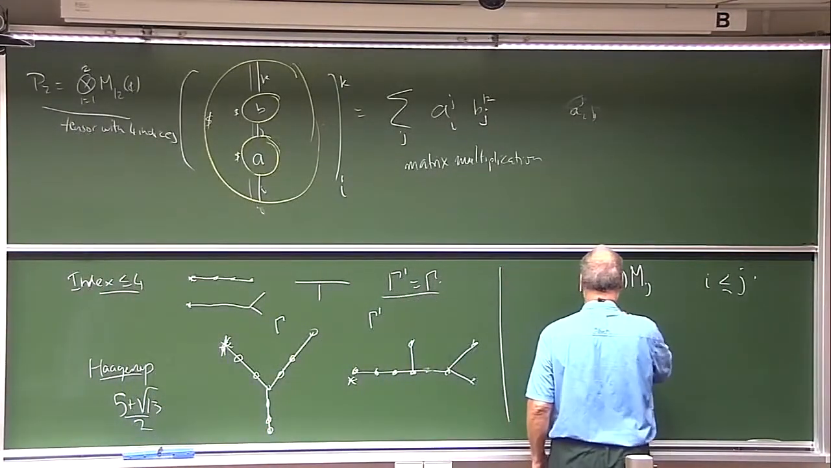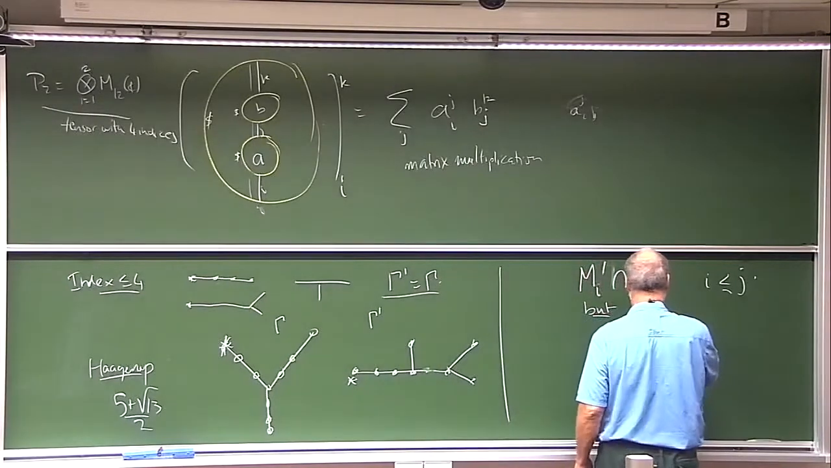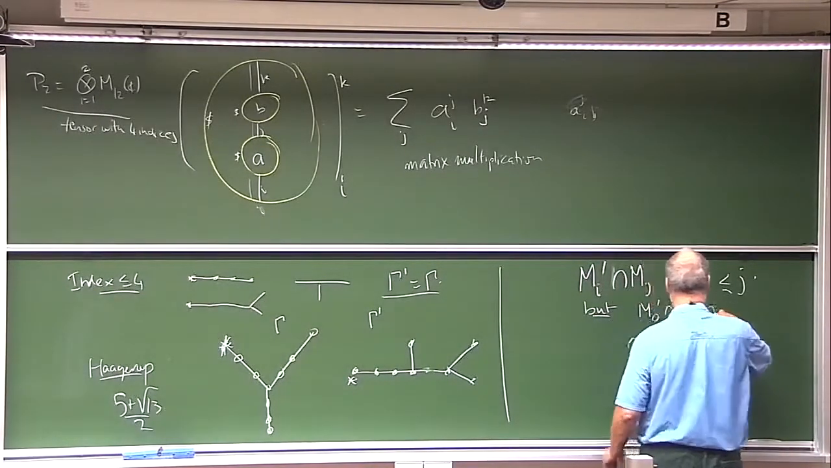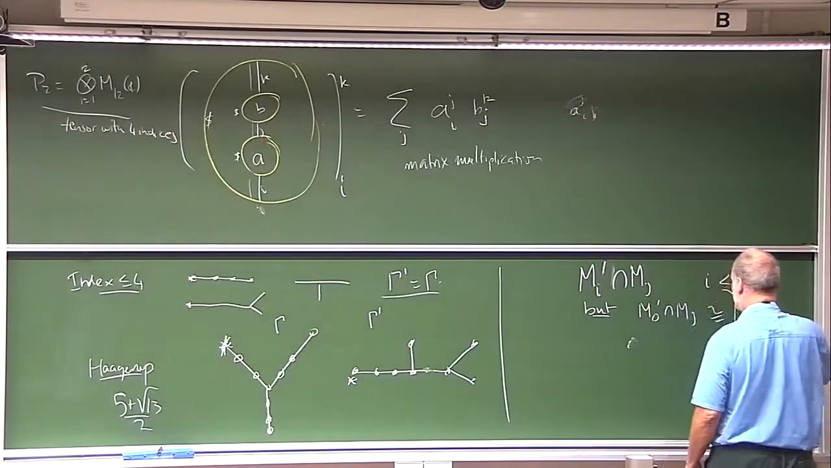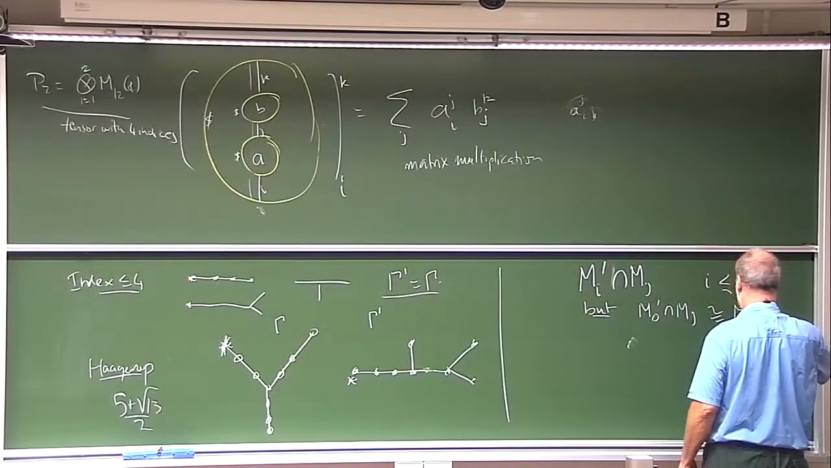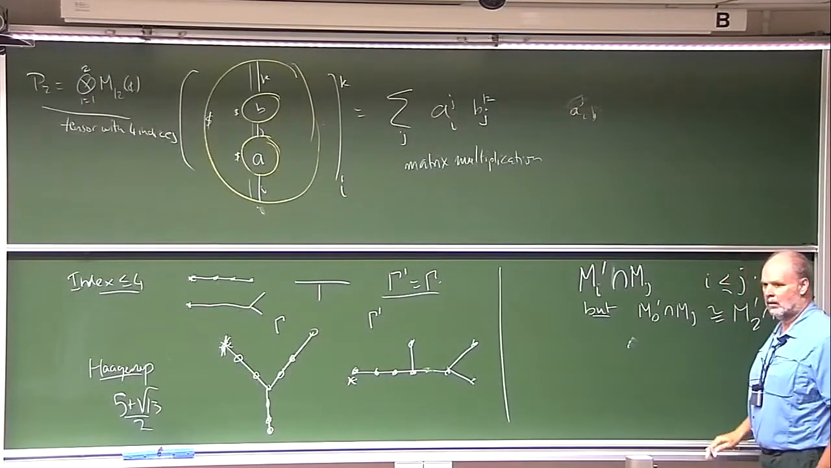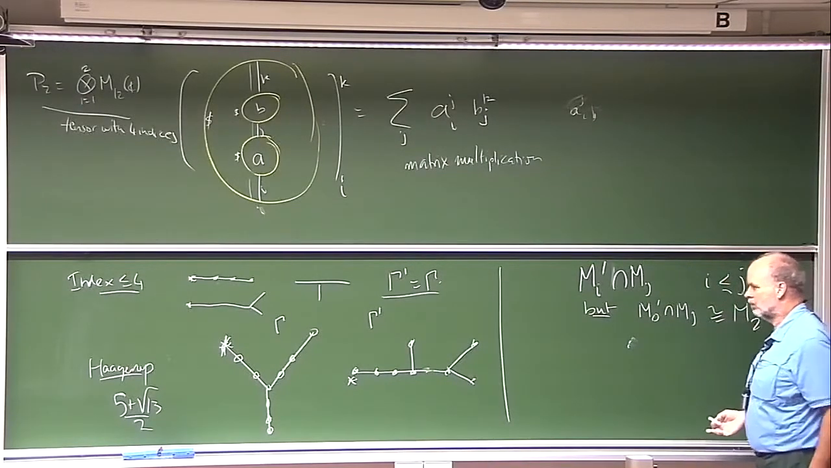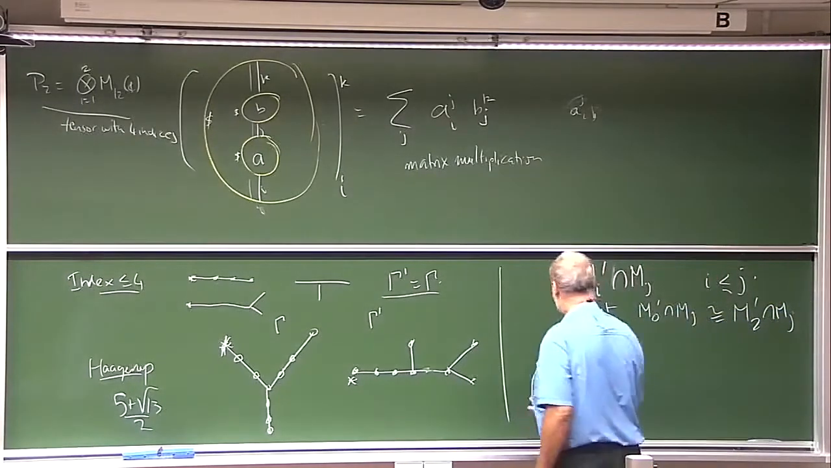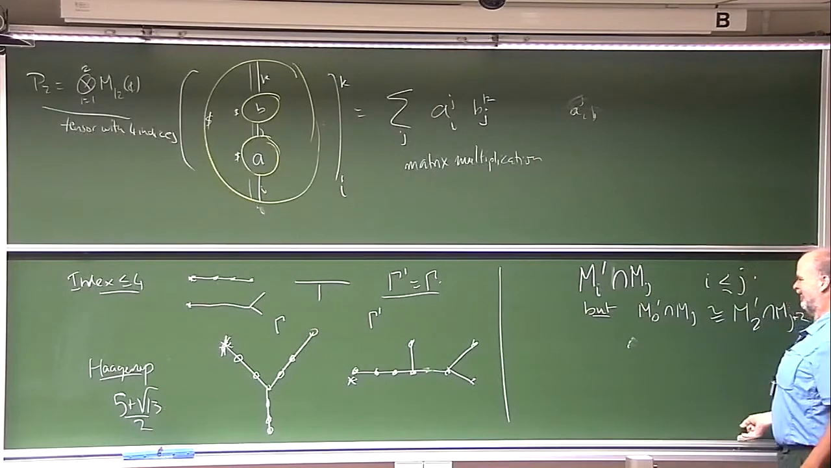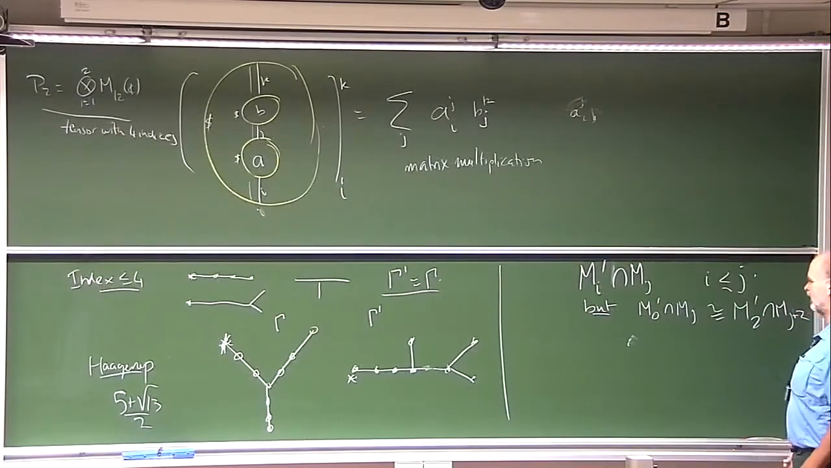But let's just say M0 prime intersect MJ is actually somehow canonically isomorphic to M2 prime intersect MJ plus 2, thank you. So therefore, you only get two principal graphs. So you actually only get two principal graphs.